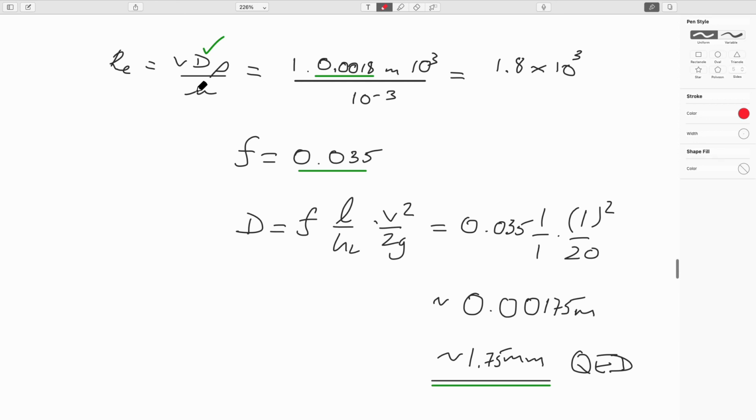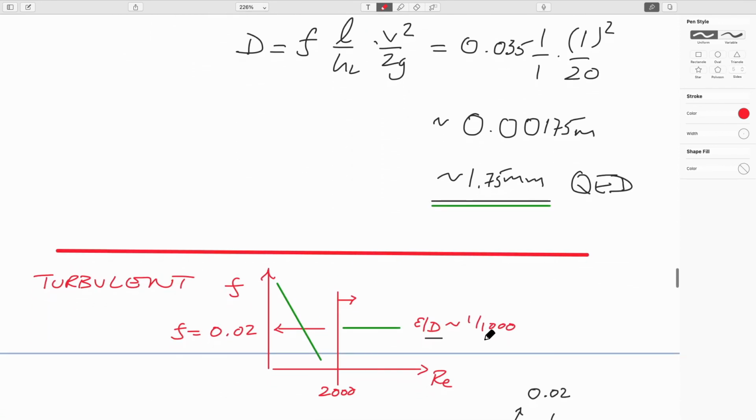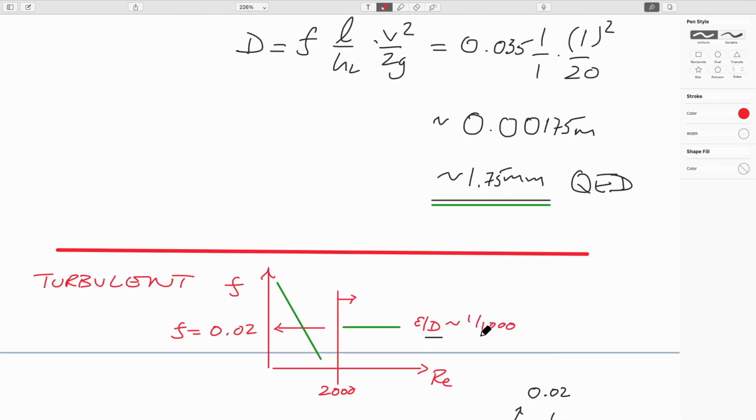The Reynolds number, you check the Reynolds number to make sure that it holds, and it must hold, and it gives you this same value. So you've solved it. So that's it. So it's right on the money.